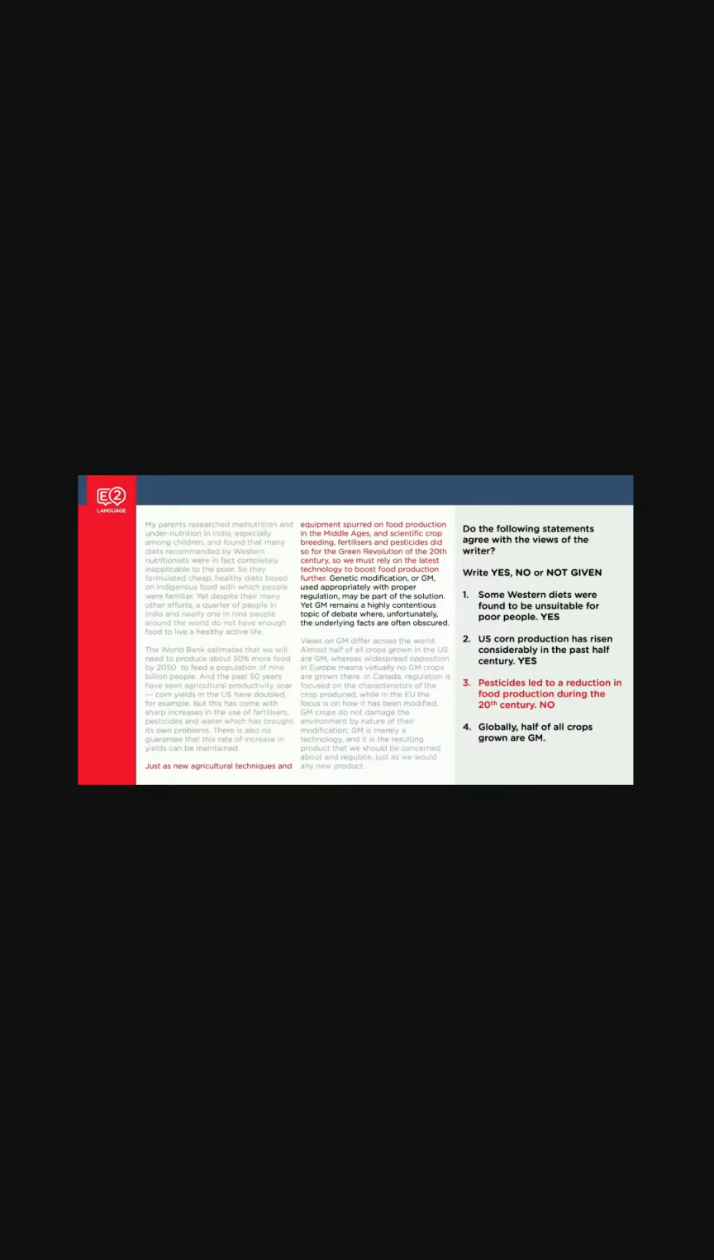So finally, question 4. Globally, half of all crops grown are GM. Keyword here, globally, half, GM. And we're looking here in the final section, the final paragraph we've got. Views on GM differ across the world. Almost half, here we go, almost half of all crops grown in the US, so this is not globally, this is the US, are GM, whereas widespread opposition in Europe means virtually no GM crops are grown there.